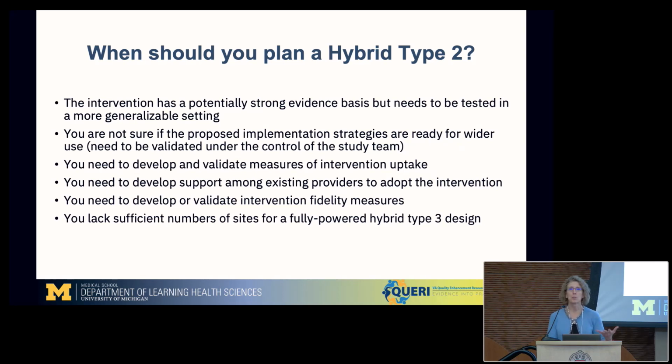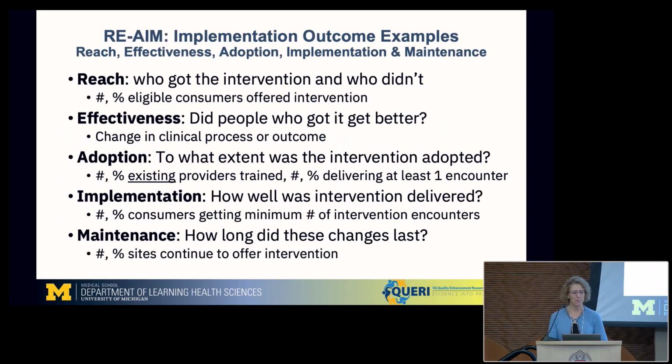So you use a hybrid type 2 design or study typically in places where you essentially have your early adopters of your intervention, and you're willing to get some frontline providers willing to actually help you implement the treatment over time. And then you also lack sufficient numbers of sites for a fully powered hybrid type 3 design.